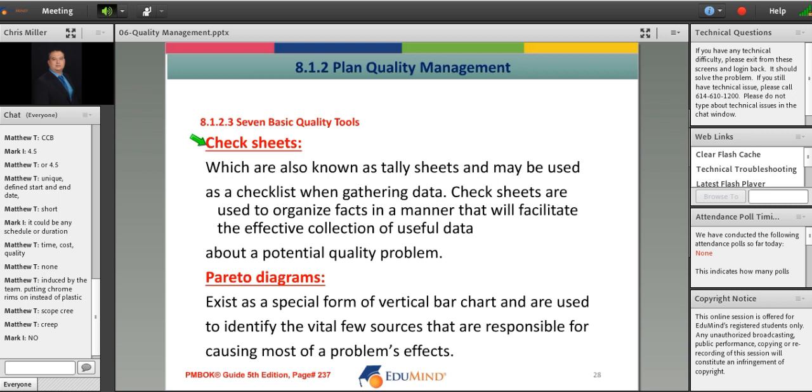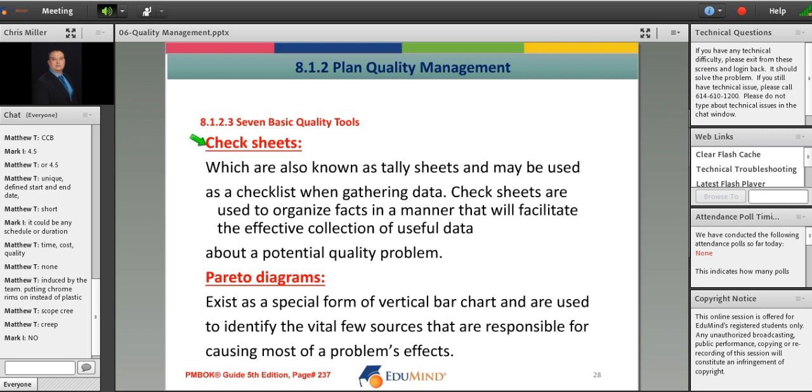So in a nutshell, this is what you want to take away from the Pareto diagram, all right? The 80-20 rule. So 80% of the problems come from 20% of the causes. So 80-20, that's what you want to remember about Pareto, okay? Anytime you see 80-20, boom, it should trigger you right back to Pareto, all right? It's a vertical bar chart. Any questions on any of these so far?